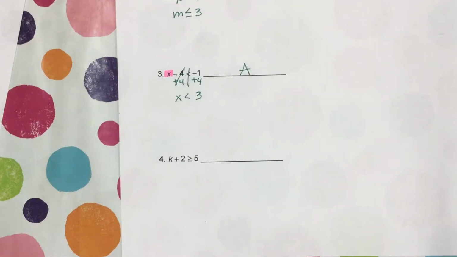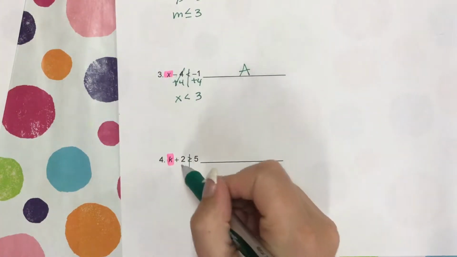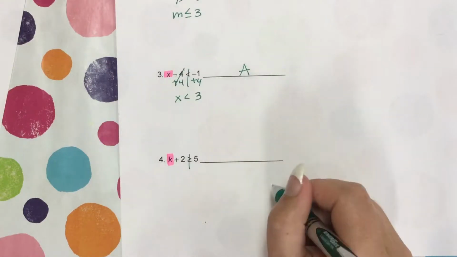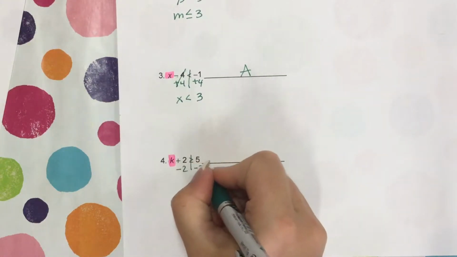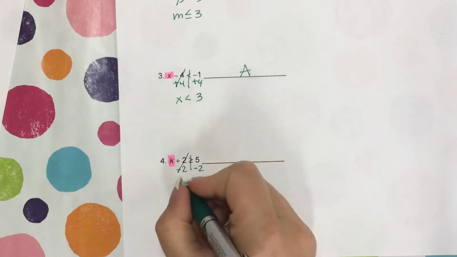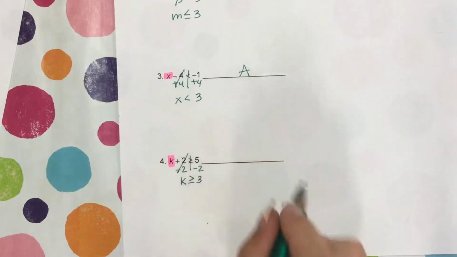Okay, we're trying to get K by itself. And right now, K is not by itself on this side of the inequality. There's this +2. So we have to do the inverse operation of addition, which would be subtraction. We're going to subtract 2 from both sides. Those cancel out and become 0. We have K is greater than or equal to 5 minus 2, which is 3.